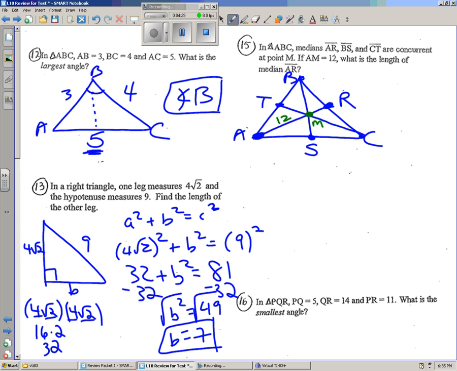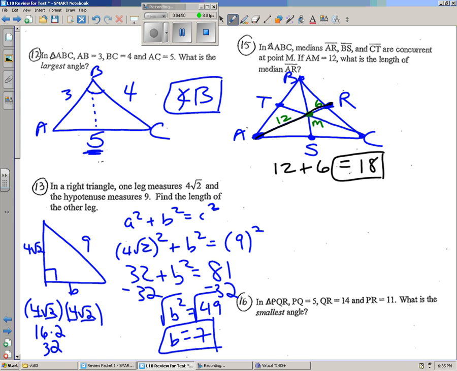Now, if you do this carefully, you'll see that AM is the longer piece, the big piece. I want to get AR, but quickly I can get the smaller piece by dividing. 12 divided by 2 is 6. And then we can get AR pretty easily. So AR would be 12 plus 6, which is 18.